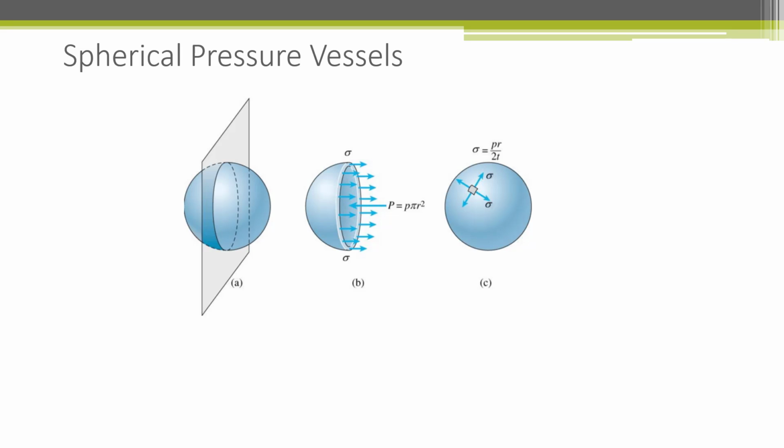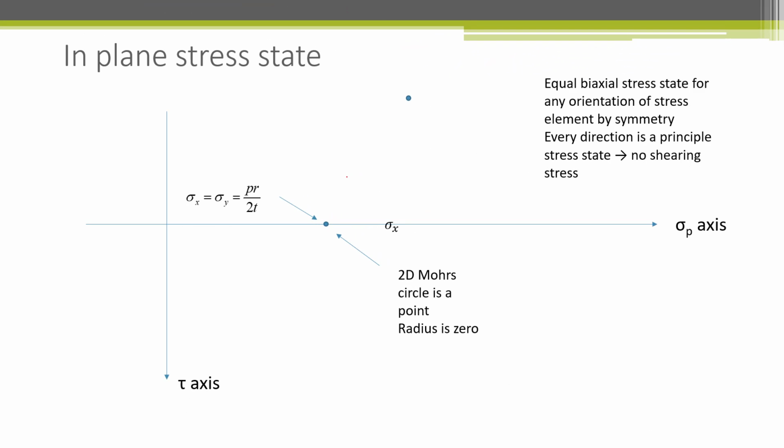Recall that the spherical pressure vessel has equal normal stresses in all directions by symmetry. Recall that the stress element has no shear stress, and the stress in both directions is an equal biaxial stress condition with the magnitude of PR over 2t. So what would a spherical pressure vessel look like in terms of a Mohr circle? Consider a stress element on the outside surface of a sphere wall with both normal stresses being principal stresses in any orientation of the stress element on the surface, which means that every direction is a principal stress direction and there are no shear stresses in plane, that is in the XY plane.